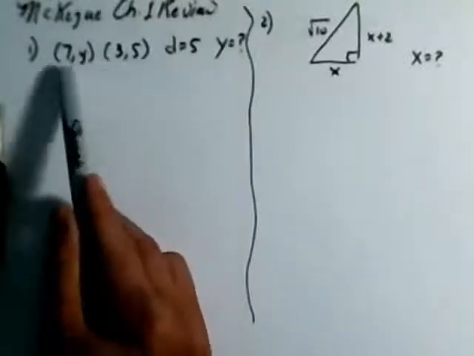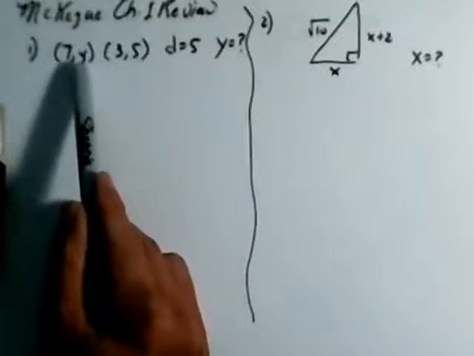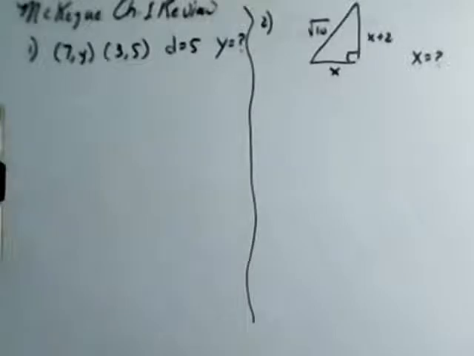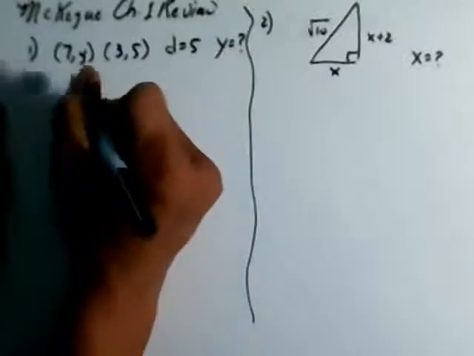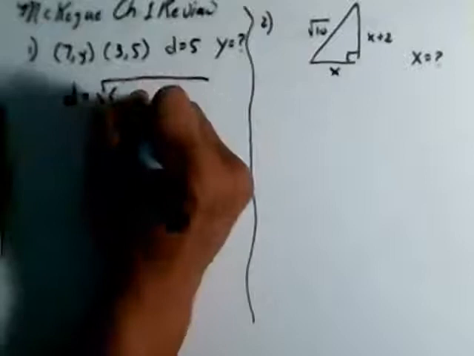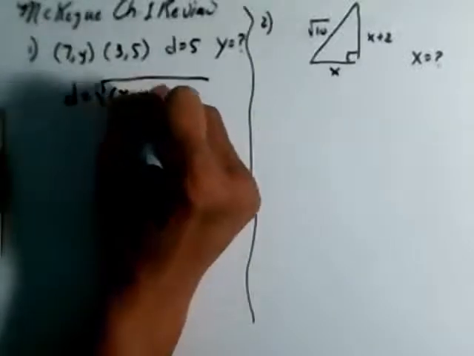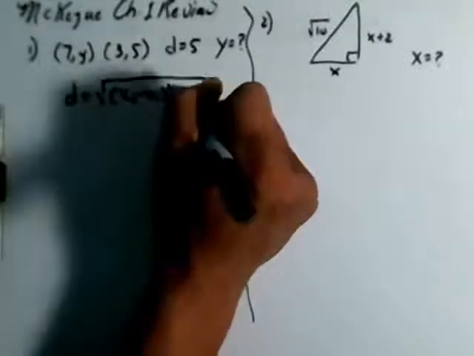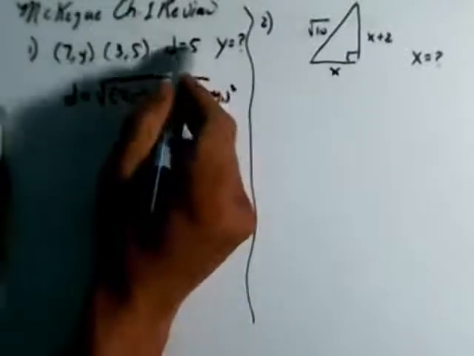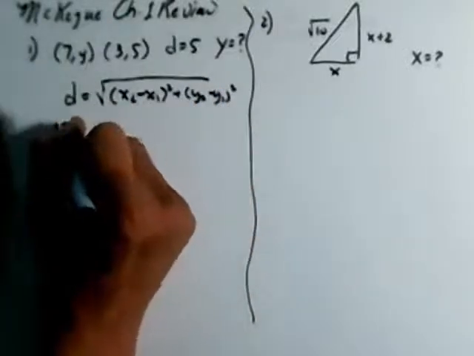The first one is question 7, y and 3, 5, and the distance between those two points is 5. You want to find the values of y. So what you're going to be doing here is using the distance formula. The distance is equal to the square root of (x2 minus x1) quantity squared plus (y2 minus y1) quantity squared, of course. And we know that this distance is 5.